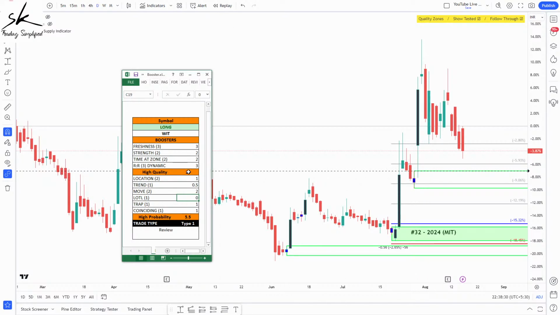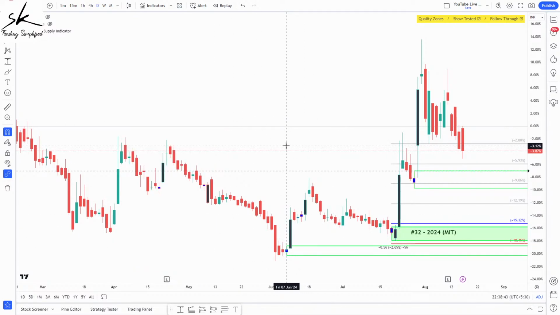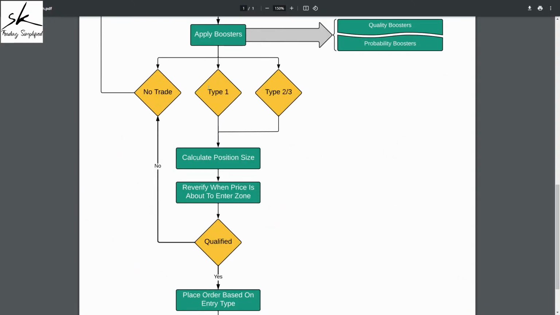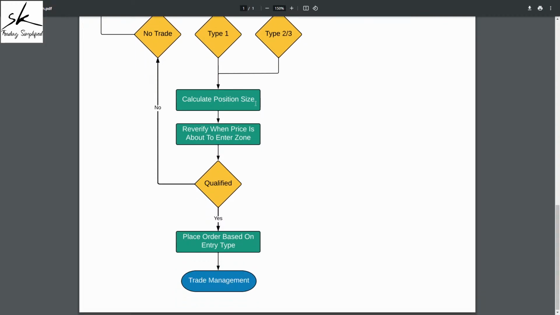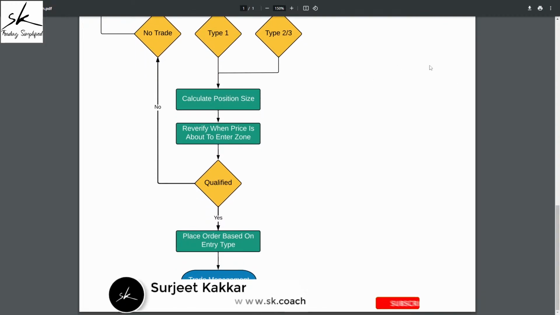So if you look at the overall scoring, we have a score of 10 out of 10 with the assumption of reward to risk ratio, making it a high quality zone, and 5.5 out of 8, making it a high probability zone. And high quality, high probability can be done as a type 1 trade. So after applying the boosters, we got to know that this can be traded as a type 1 trade. Now, no matter how high the quality or the probability, like I always say, any trade can be a stopped out trade. So we need to be ready for the worst case scenario, for which we'll do our position size calculation.